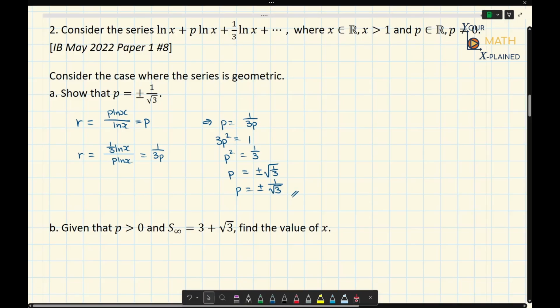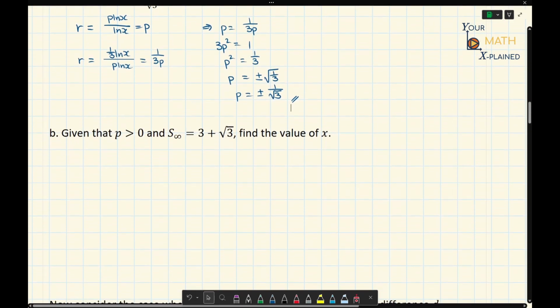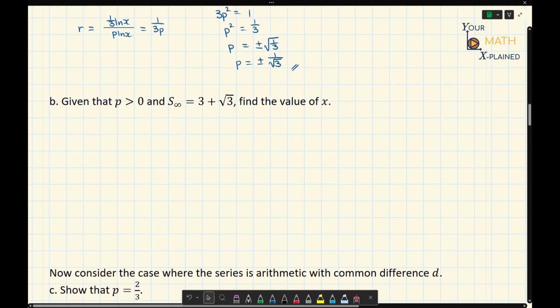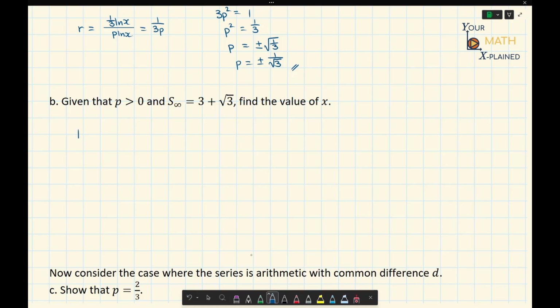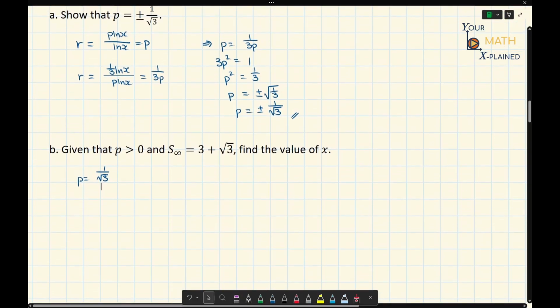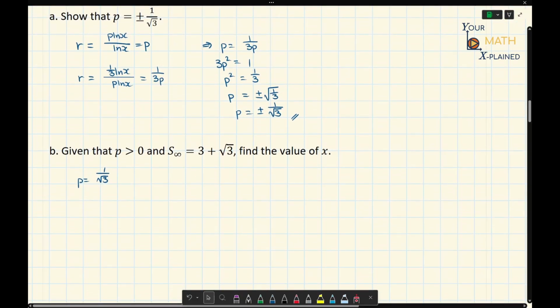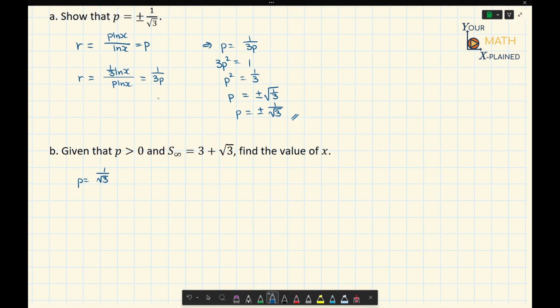Now for the next part, it says, given that p is greater than 0 and the infinite sum is equal to 3 plus root 3, we want to find the value of x. So since p is greater than 0, we're only taking the positive square root. So p is equal to positive 1 over root 3. And now from part 1, we saw that the common ratio r is equal to p. So therefore, r is equal to 1 over root 3.